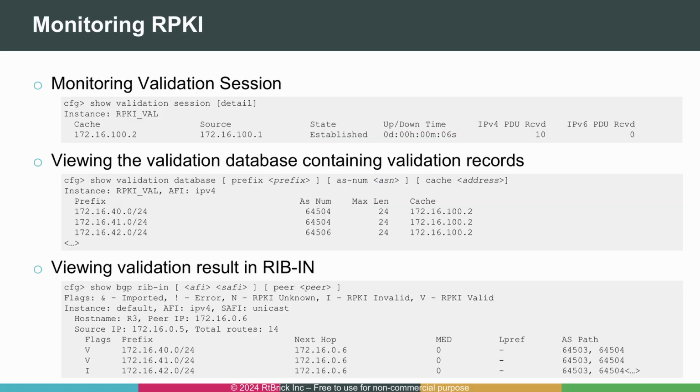You can monitor validation sessions using the show validation session command. The ROA database downloaded from the cache can be viewed with show validation database. And finally, you can verify the validation state of received prefixes using the show BGP rib command.